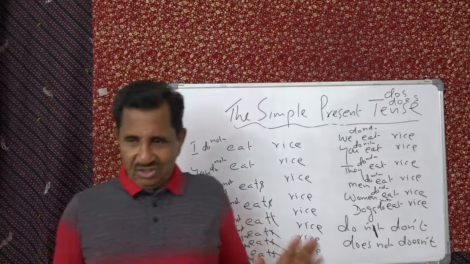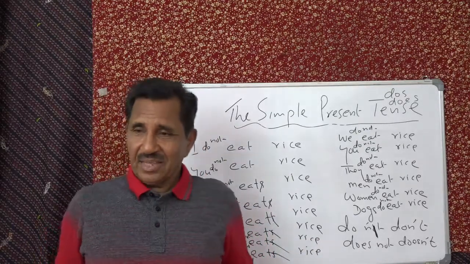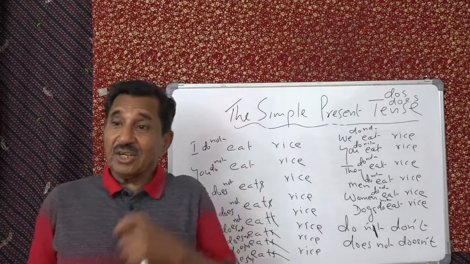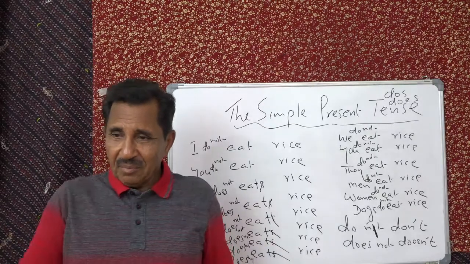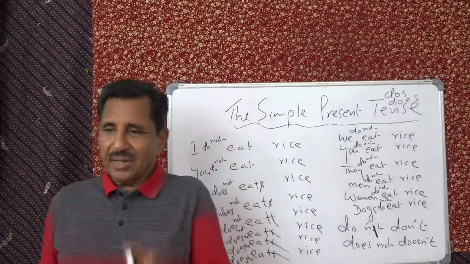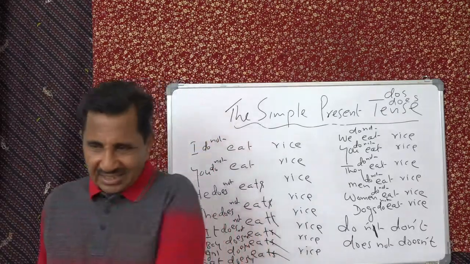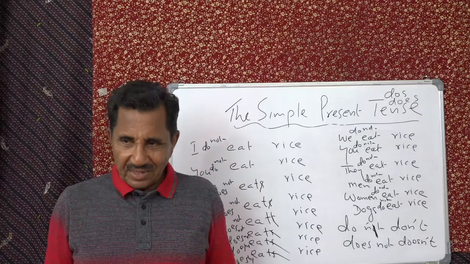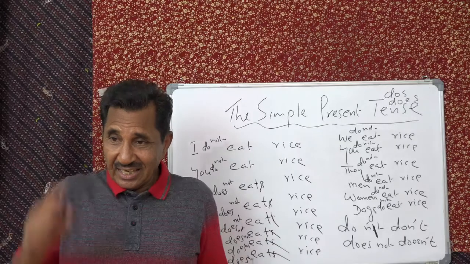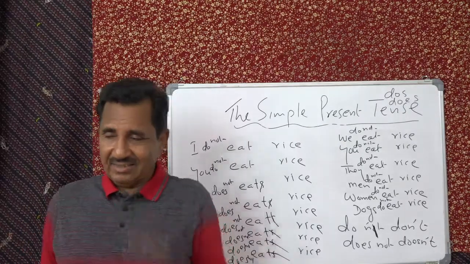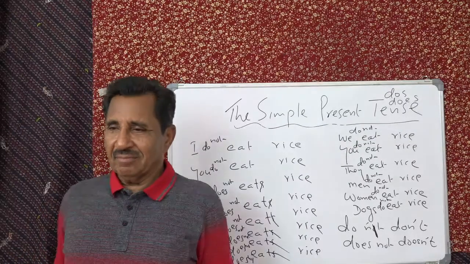I don't eat. He doesn't eat. She doesn't eat. It doesn't eat. They don't eat. We don't eat. You don't eat. The boy doesn't eat. The baby doesn't eat. The girl doesn't eat. The cat doesn't eat. See that? The lion doesn't eat. The elephant doesn't eat. Did you see that? For the missing letters, you put an apostrophe.